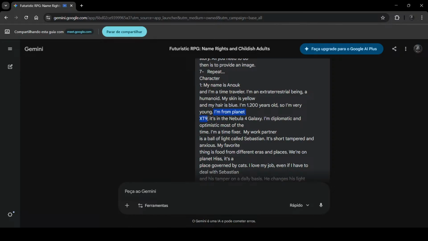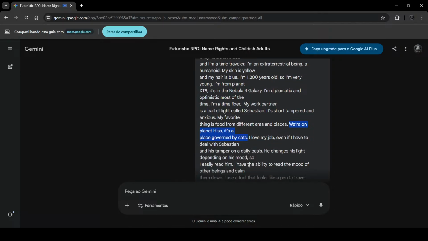I'm from planet XT9. It's in the Nebula 4 galaxy. I'm diplomatic and optimistic most of the time. I'm a time fixer. My work partner is a ball of light called Sebastian. It's short tempered and anxious. My favorite thing is food from different eras and places. We're on planet His. It's a place governed by cats.